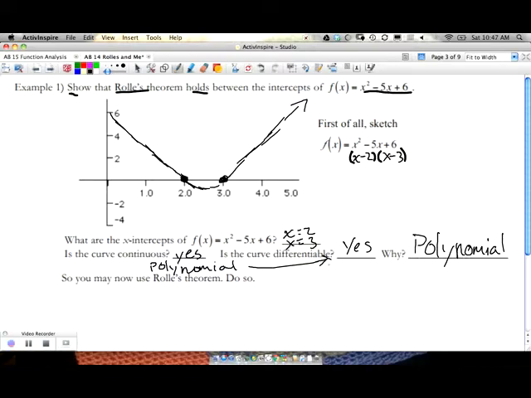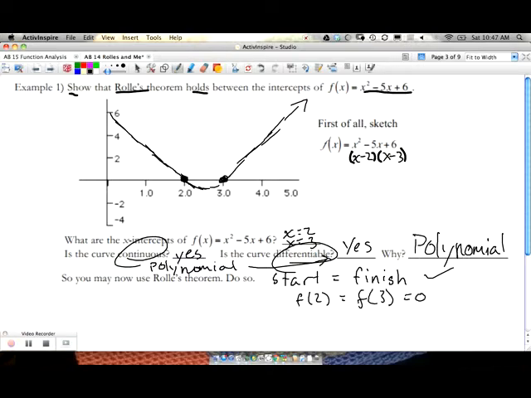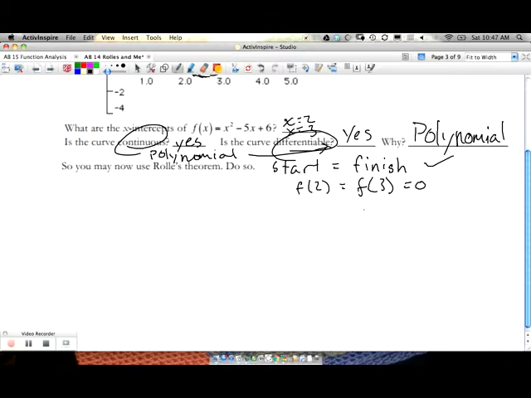So you may now use Rolle's theorem to do so. In other words, it's saying it's continuous, check. Differentiable, check. The start equals the finish, check. Because f of 2 equals f of 3. They both equal 0. Then that means let's take the derivative and set it equal to 0 and find that place in between these two values.